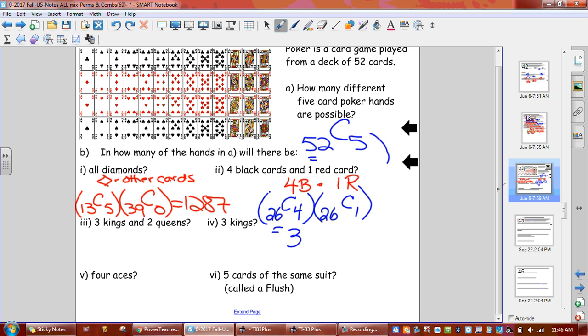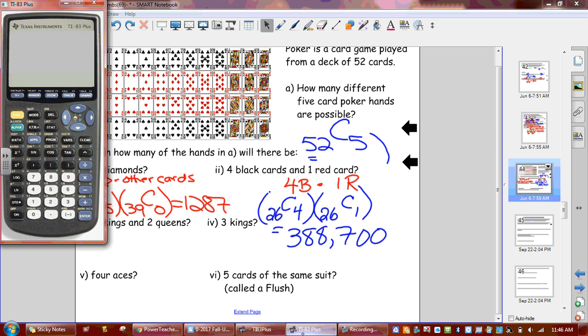It's a big one, 6 digits. $388,700 sounds like what you should get. 26C4 is 14950, and then 26C1 is 26, you've got to times them now. So it's 26 times 14950. Okay, that's how we get our answer.